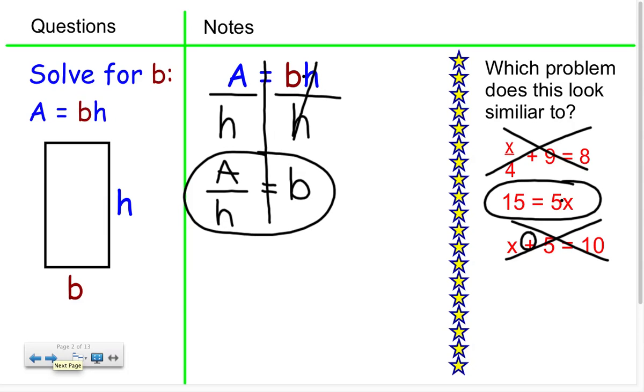I know I did this right if what I'm solving for, b, matches what I was supposed to solve for. So always make sure when you're done that what you solved for matches what you were supposed to solve for.